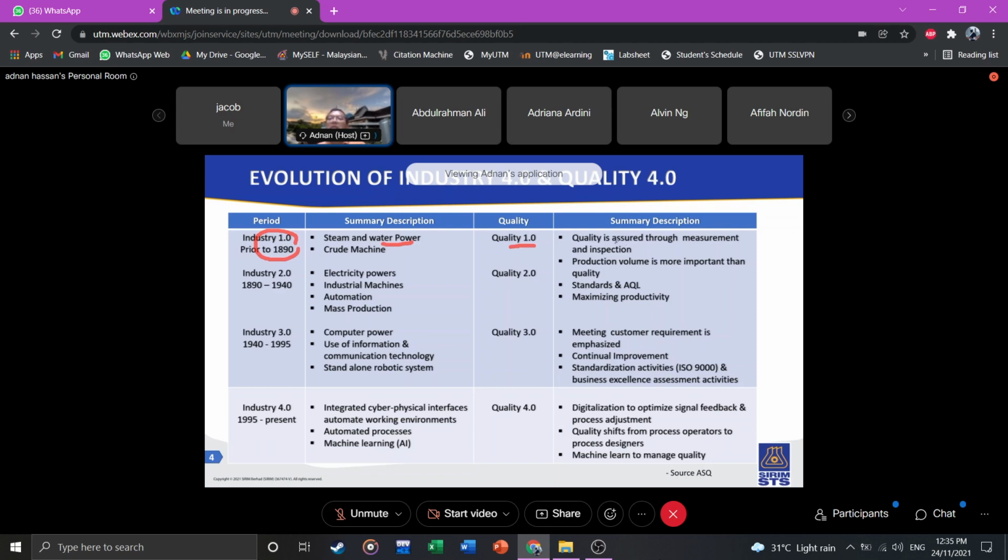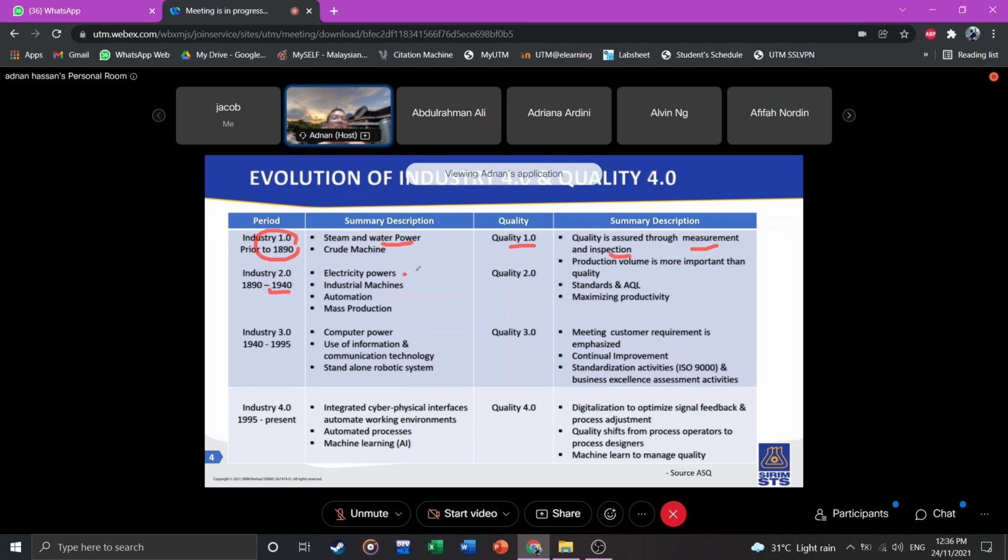Quality is assured through measurement and inspection. Basically, it is still a manual approach. Production volume is more important than quality during this period. Then industry 2.0, which lasted until the 1940s, less than 100 years ago.